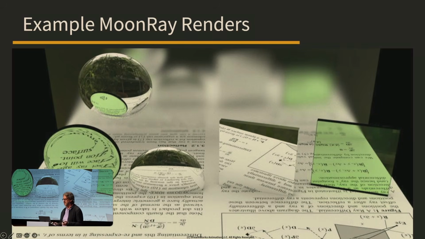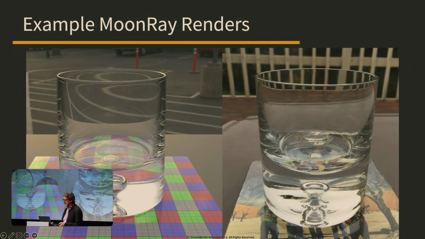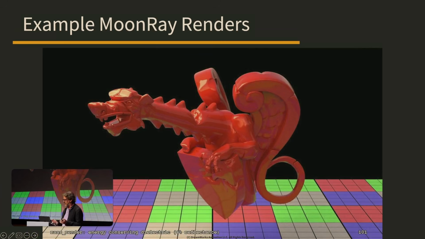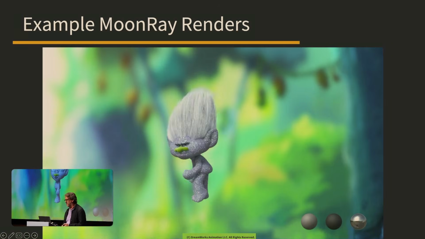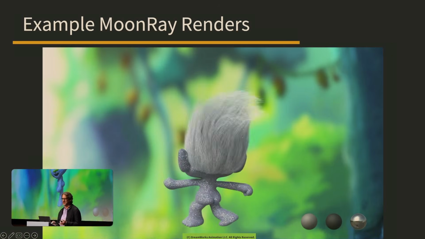So MoonRay can render images that are photoreal. The glass on the left is rendered, the one on the right is real. A coral dragon, for instance, this asset came from Shrek. We made it translucent in this image. Or we can render the more fantastical, such as glittery dancing trolls.